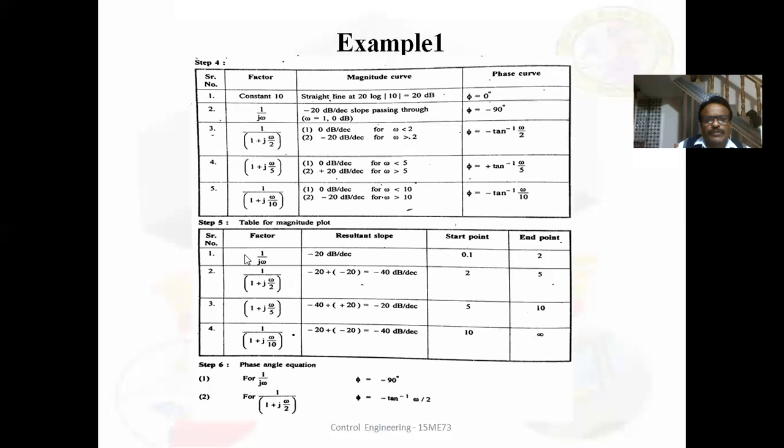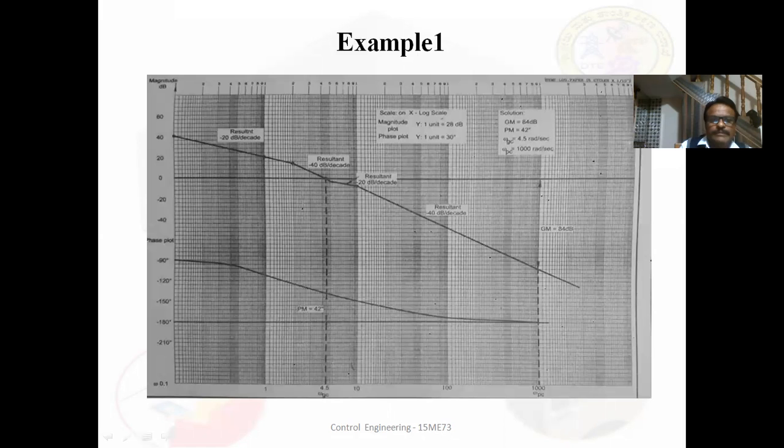Okay, now one pole at origin. So what is the resultant? Minus 20 dB per decade. The starting point is 0.1 radian per second, and it ends at 2 radian per second. Here it is minus 20 dB per decade, one pole at origin, so it is minus 20 per decade.